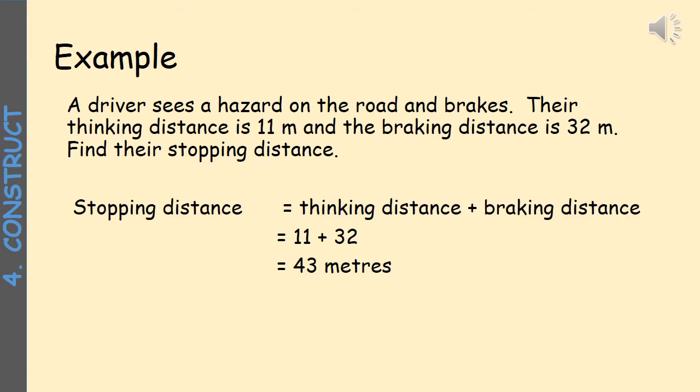So here's a straightforward example. A driver sees a hazard on the road and brakes. Its thinking distance is 11 metres, braking distance 32 metres, find the stopping distance. And you simply apply the equation. Stopping distance is the thinking distance plus the braking distance, 11 plus 32, giving you a stopping distance of 43 metres.